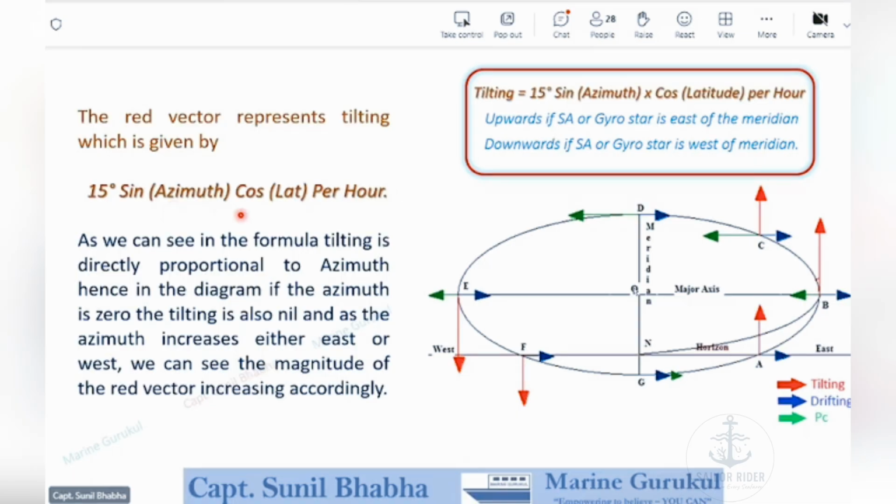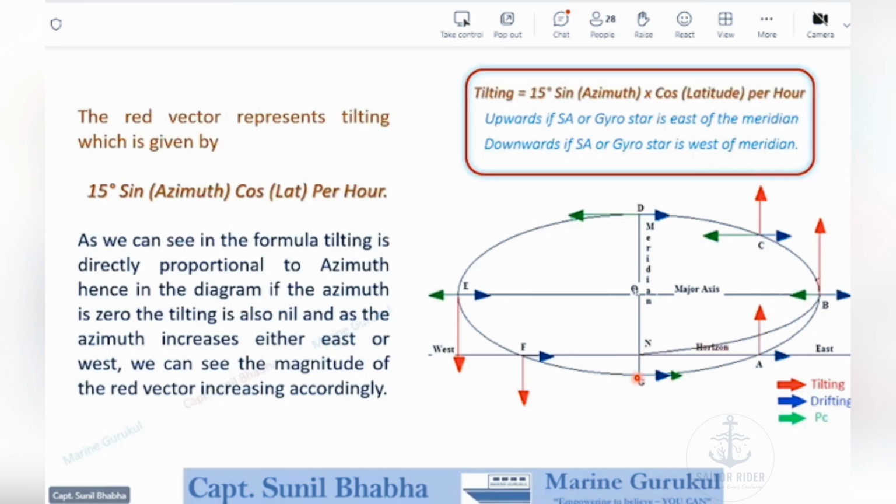Now let's try to correlate it with the diagram. We have this vertical black line as the meridian. Now when the spin axis is pointing in the meridian, the azimuth is 0. So basically there are 2 points where the azimuth is 0. You have the points Golf and Delta. At both these points, the azimuth of the spin axis is 0, and you can see here that there is no red vector. The azimuth is 0, the tilting is also 0, so there is no red vector at both these points, Golf as well as Delta.